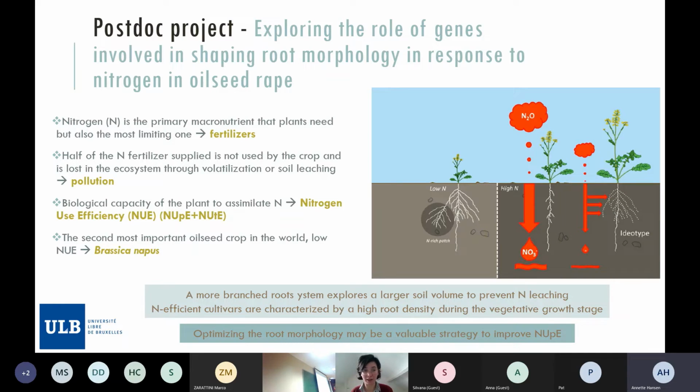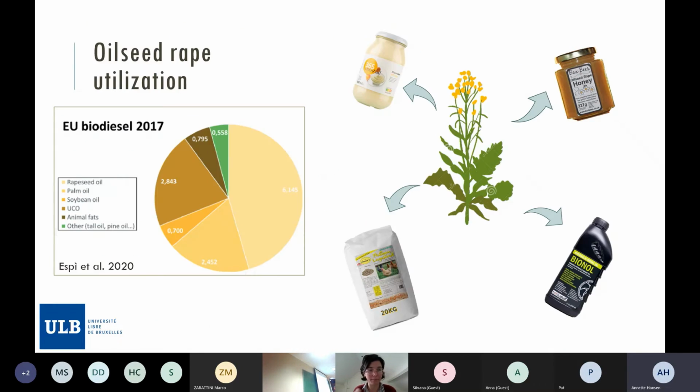So the problem with Brassica napus is that it has a low nitrogen use efficiency. So this problem is very big for this crop. What has been seen so far is that a plant with a more branched root system is more capable of uptaking more nitrogen, preventing the leaching. So my work is focused on the optimization of the root morphology to improve the nitrogen uptake efficiency of the crop. Brassica napus is a very important industrial crop.